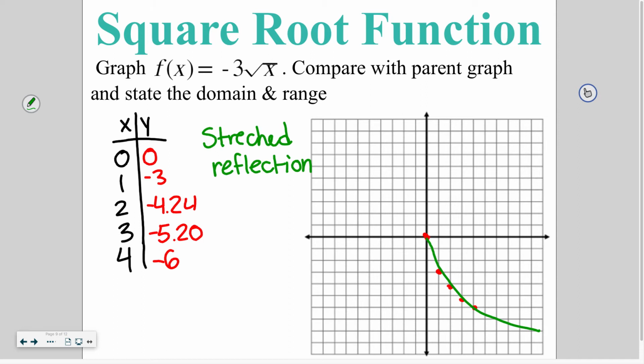Then for the domain and range, our domain, x is in this case still getting bigger than 0, so our values on the x are still getting greater than 0. But for our y values now, we have y is less than or equal to 0. Those are going below 0.